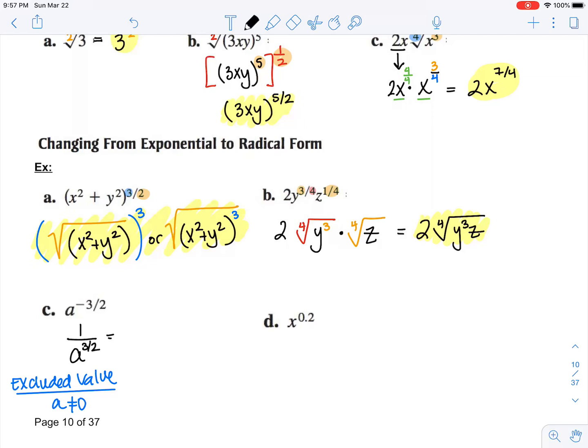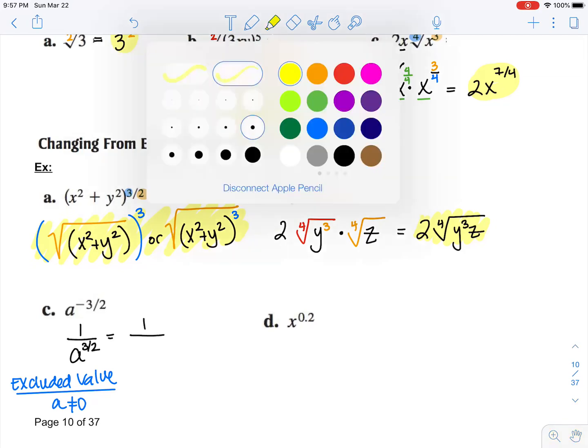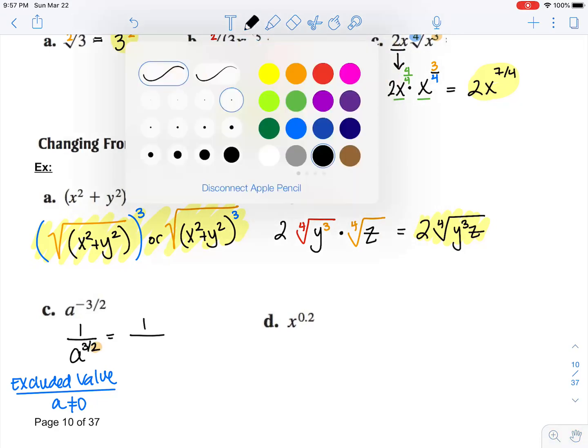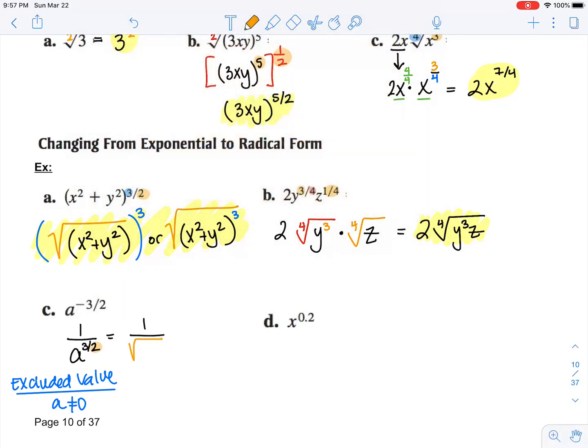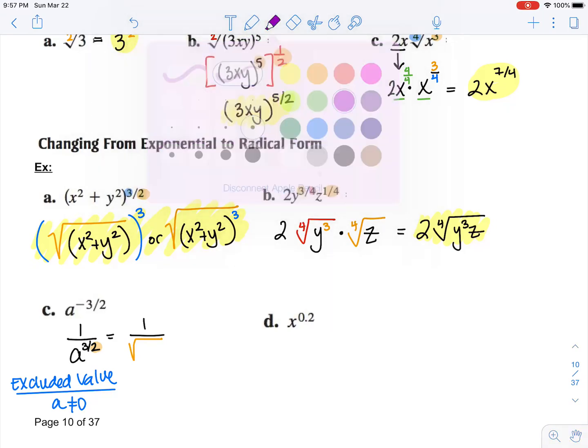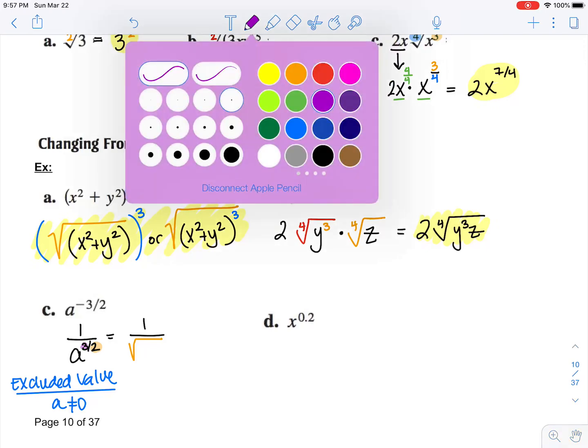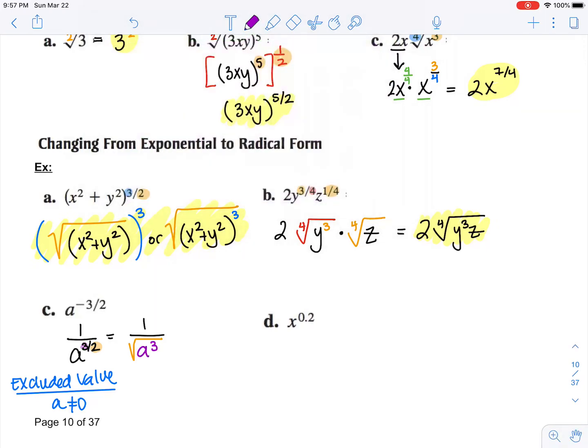So now I can rewrite this as a power and a root. Remember, the denominator is the root. So this is square root, and the numerator is a power. So that is a cubed. Remember, you can also write it as 1 over the square root of a cubed. And either of these are acceptable with this excluded value.